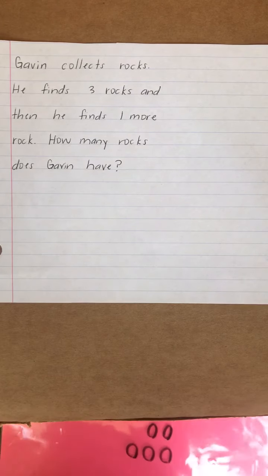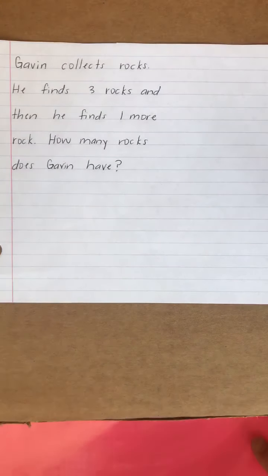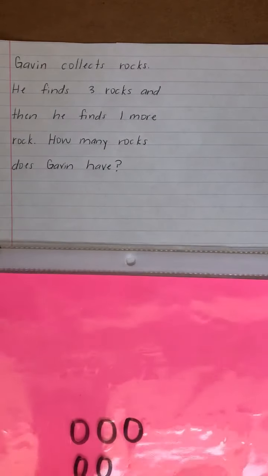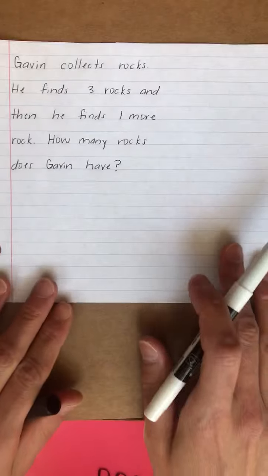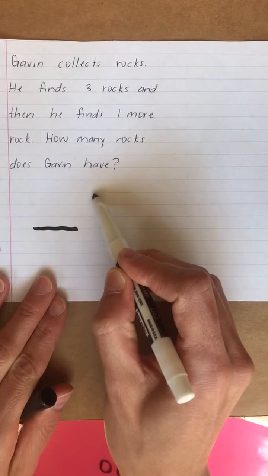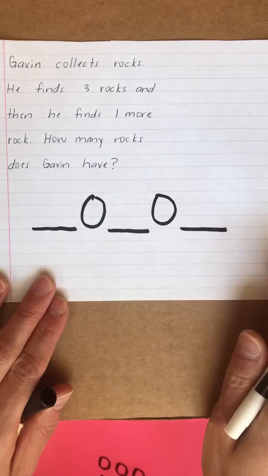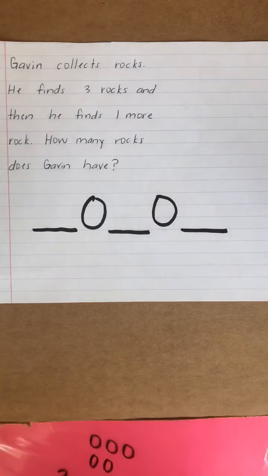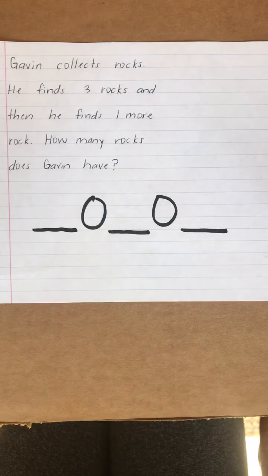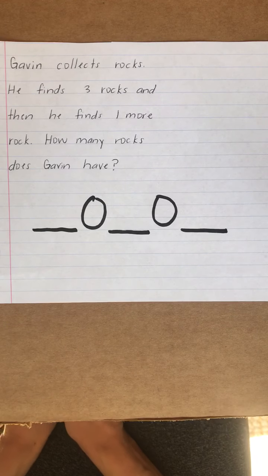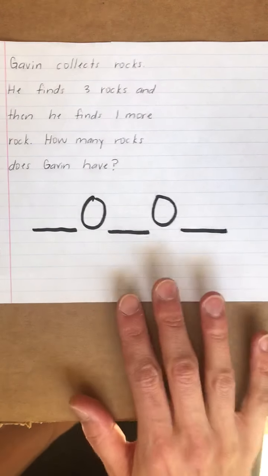Just choose one strategy, or you can do more than one if you want, and then you need to write an equation that matches your representation. So you would need an equation with the numbers that you used and the math symbols that you used. Okay, friends, I can't wait for you to send me a video back showing me your work and your equation and explaining to me how you solved this word problem.